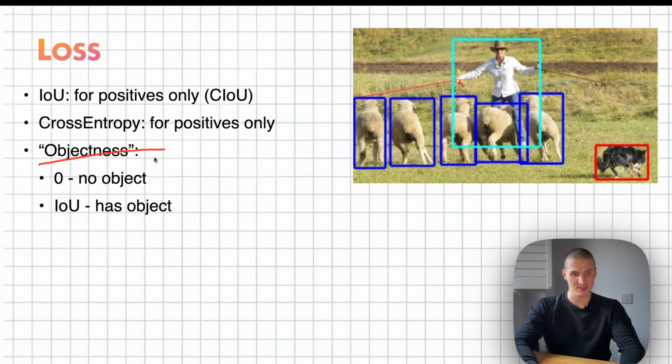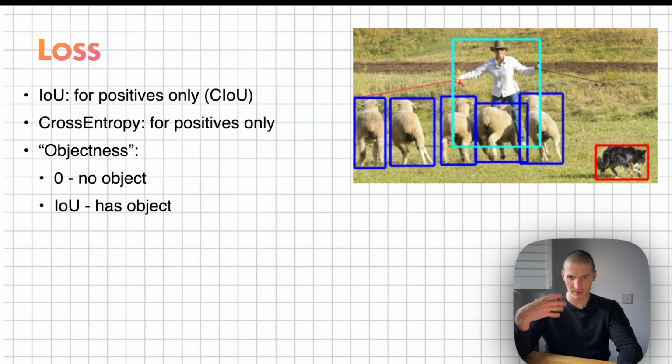And finally, objectness. So objectness wants the model to output correct confidence scores, and the confidence scores must be 0 if there is no object, and then if there is an object, it must be equal to or as close as possible to the measure of correctness of the predicted bounding box.